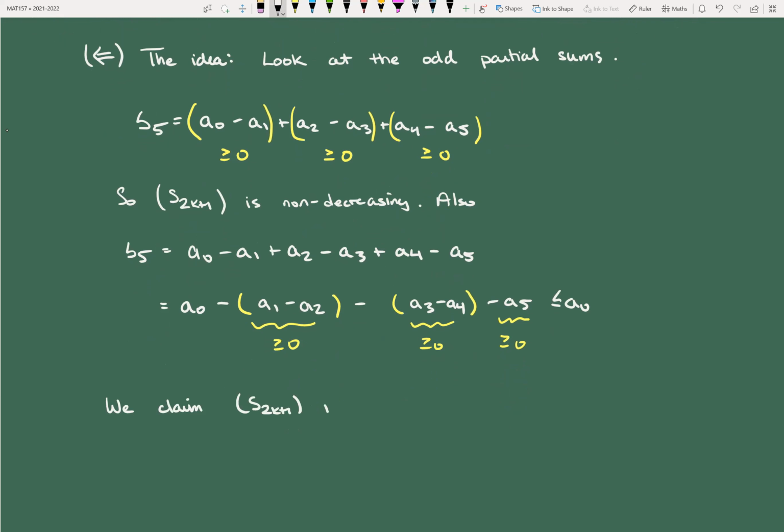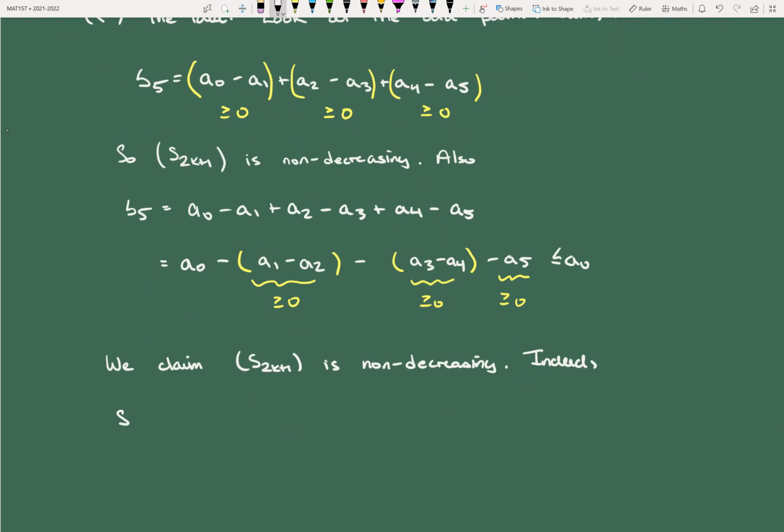So we claim S2k plus 1 is non-decreasing. Indeed, S2k minus 1 plus, what do we want here? The even terms are positive, A2k plus 1. This thing here is greater than or equal to 0. So S2k plus 1 is non-decreasing.